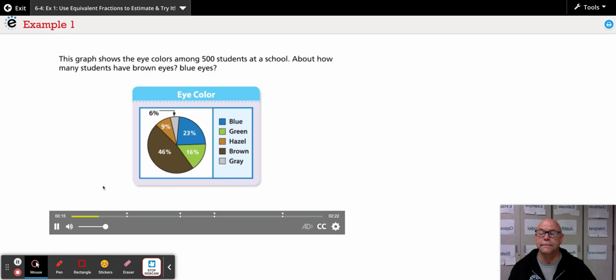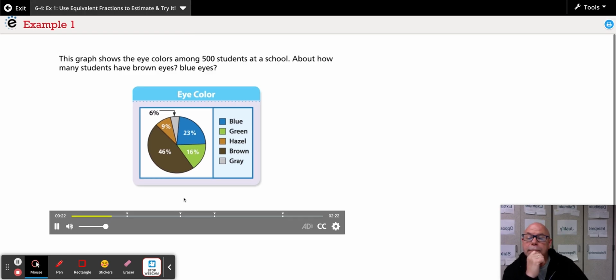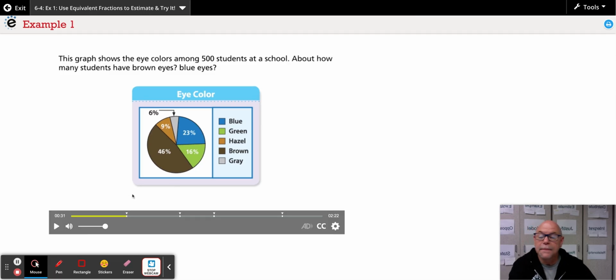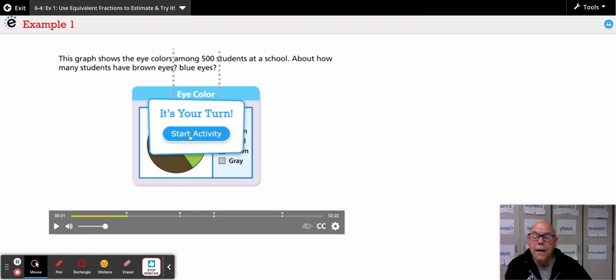This graph shows the eye colors among 500 students at a school. About how many students have brown eyes? Blue eyes? You can use what you know about percents and their fraction equivalents to estimate. All right, we'll try that.